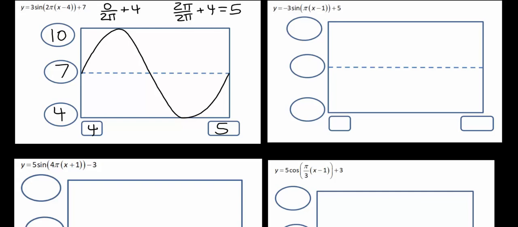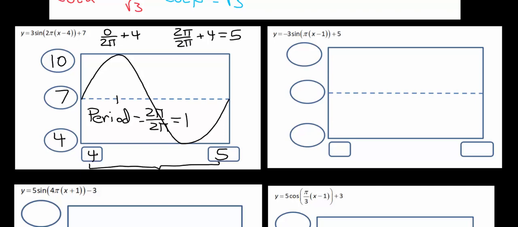Now, if you wanted to know where this graph has its maximums, well, normally sine has a maximum at pi over 2. So you could take pi over 2, divide by 2 pi, and add 4, and you would find where this graph has a maximum. Now notice the period of this graph. The period of this function is 2 pi divided by 2 pi. We can always find the period by dividing by b, and we get 1. And notice the distance here, that's 1. 5 minus 4 is 1.